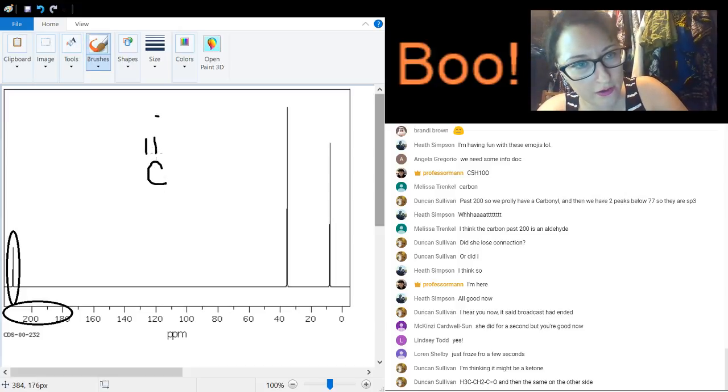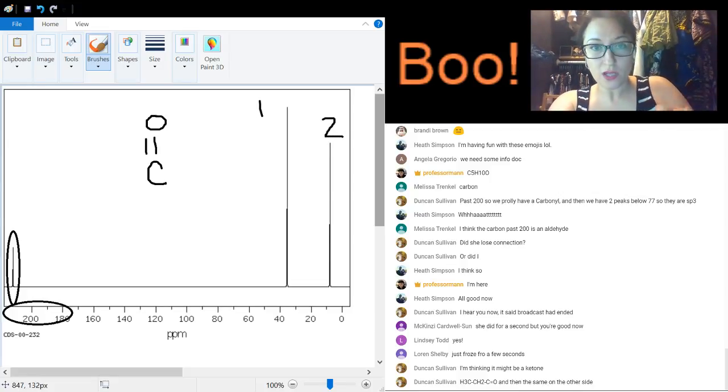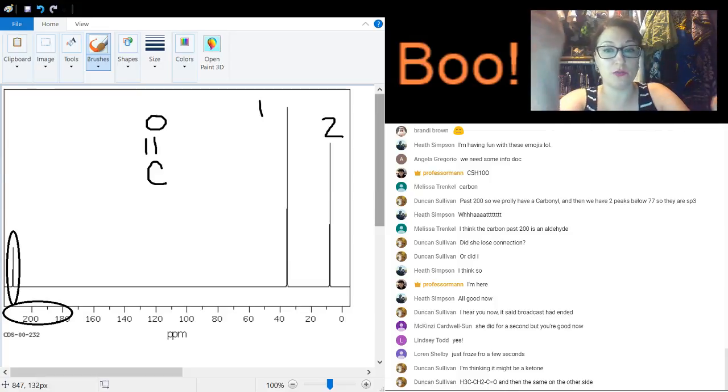So my formula C5H10O, that's 1 unit of unsaturation, right? So 1 unit of unsaturation means there has to be 1 double bond. And the other 2 carbons that I have, I'll number them 1 and 2, those are going to be in the sp3 region. Couldn't be sp because I don't have any other units of unsaturation. So if I only have 2 other carbon types, but I have 4 other carbons, that means it's got to be 2 and 2, right? They've got to have some sort of symmetry.